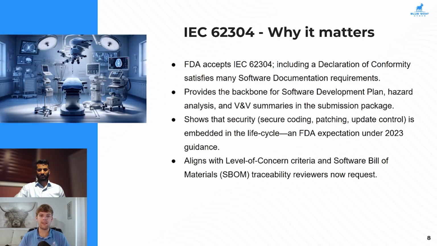This acts as evidence that security is embedded into the lifecycle. It goes all the way back to this security by design as opposed to security at the end. This is what the FDA expects us to see under that 2023 guidance, which has now just been finalized. This also aligns with any level of concern criteria and software bill of materials traceability that reviewers now request. The software bill of materials is a hot topic with the FDA. Everyone wants to be aware of what components are going into a device. The FDA wants to ensure that it is sufficient, it's covered in the right format, and it can be difficult to get all of that met.